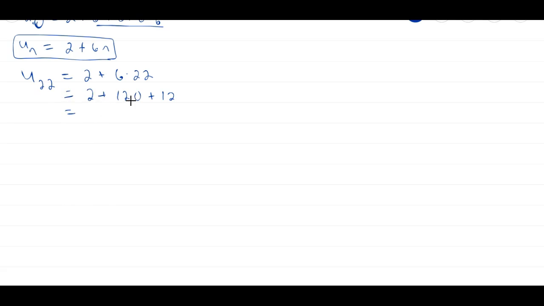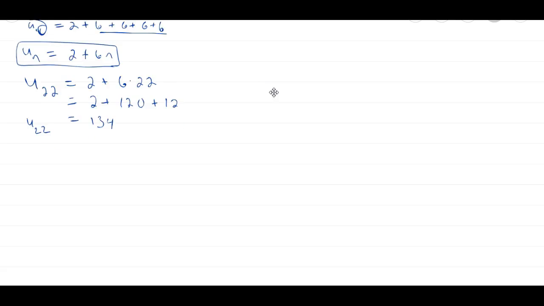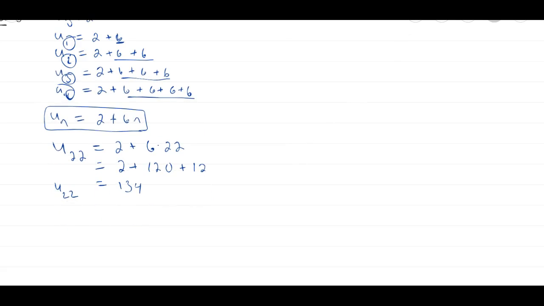So that's going to equal 122, 132, 134. So we can say u sub 22 equals 134. All right, so there is part B. I'll just make sure I label that part B.